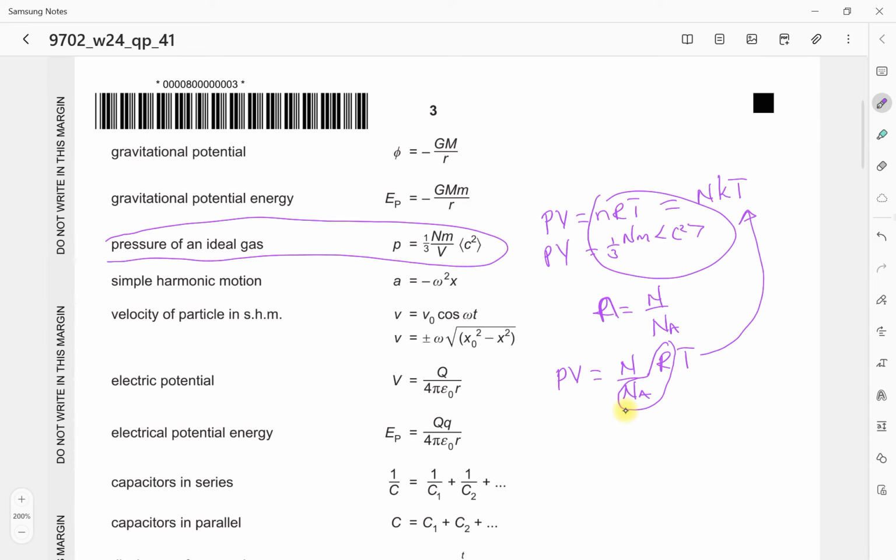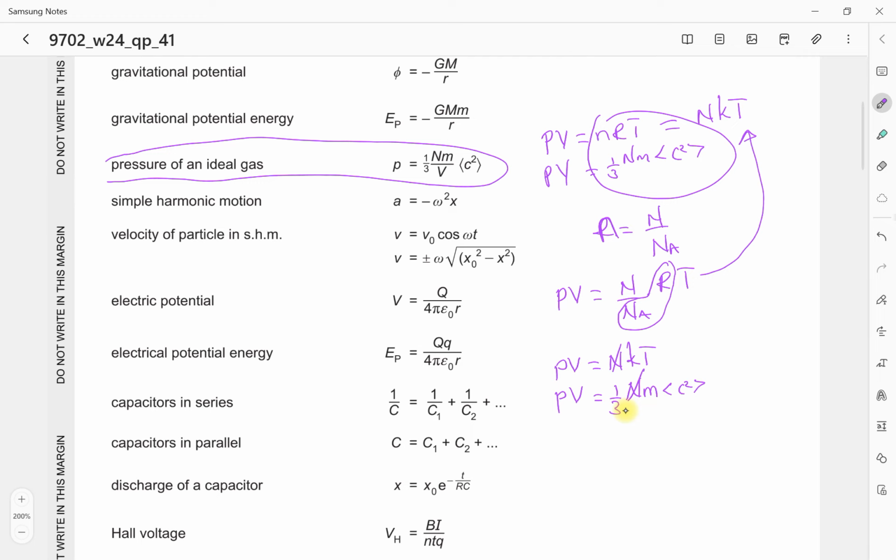And from your ideal gas parts, you have that PV is equal to NkT, and PV is equal to a third N m mean square speed. So n cancels out when you equate the two equations, which means 1 over 3 m mean square speed is equal to kT.